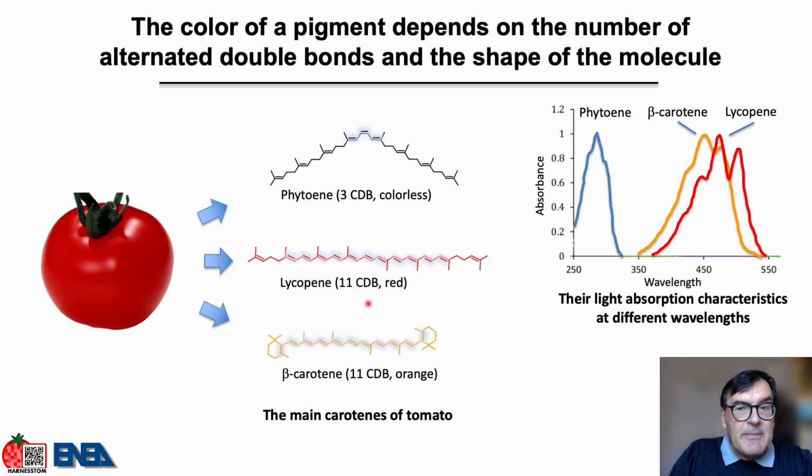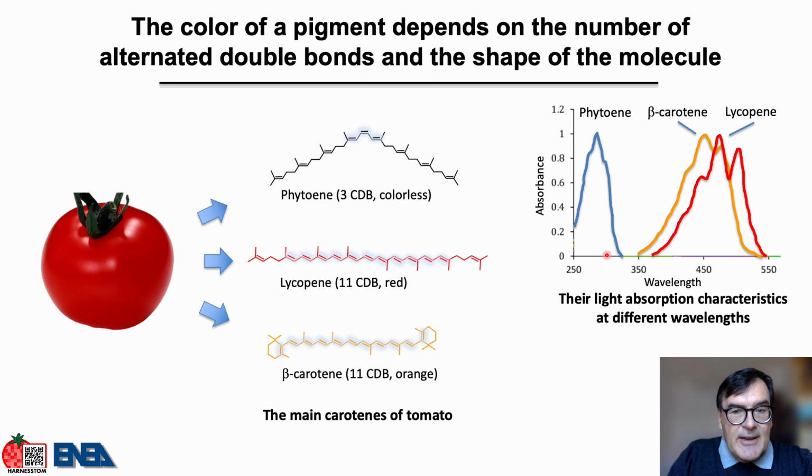The color of a pigment depends on two factors. The most important one is the number of alternated double bonds in the molecule. Let's make an example with the main carotenes found in the tomato fruit. Phytoene has 3 alternated double bonds and absorbs around 285 nanometers in the ultraviolet region. Therefore, it's colorless. Its function in the fruit is unknown, but it possibly acts as a sunscreen protecting the tomato from ultraviolet light.